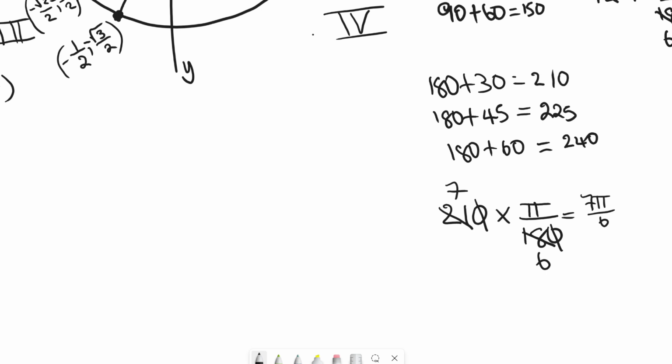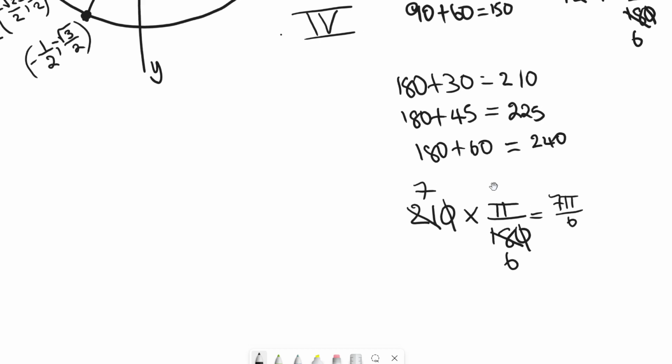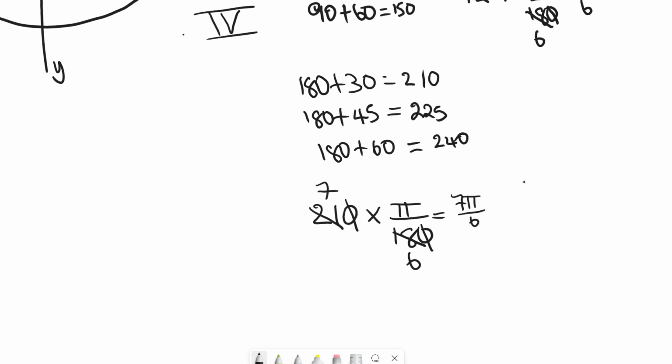So I'm going to do all of them, and then I'm going to go back up. So then we have 225 times pi over 180. So again, recall that this is going to be my 45-degree increment. So that means that 225 must be divisible by 45, right? And so 225 divided by 45 is going to give us 5. 180 divided by 45, well, that's going to be 4. So this is going to be 5 pi over 4.